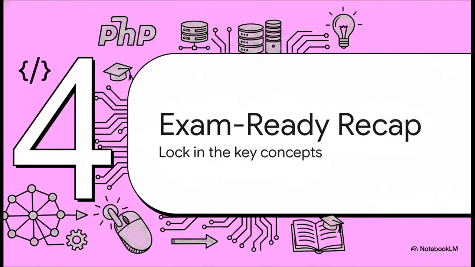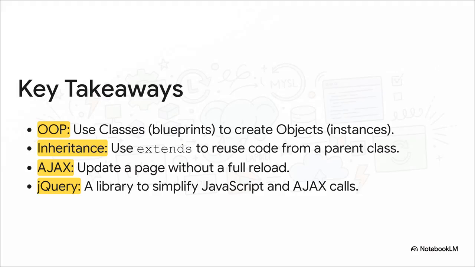All right, we have covered a ton of ground, from structuring our code like a pro to making it feel incredibly interactive. So let's do a quick final recap, just to lock in these key ideas, especially for anybody with an exam on the horizon. So let's nail this down. OOP is all about organization, using classes as blueprints to create objects. Inheritance, using the extends keyword, is our secret weapon for reusing code. AJAX is what gives our users that fast, modern experience by getting rid of page reloads. And jQuery is the tool that makes writing all that client-side code, especially AJAX, way easier.